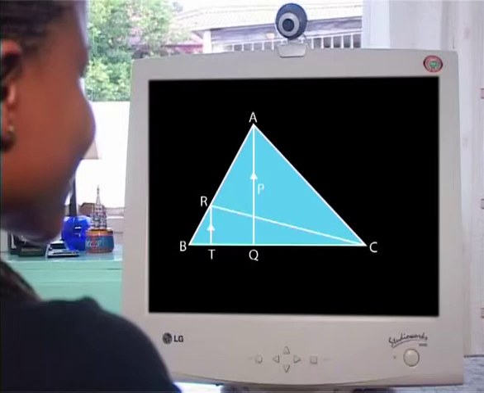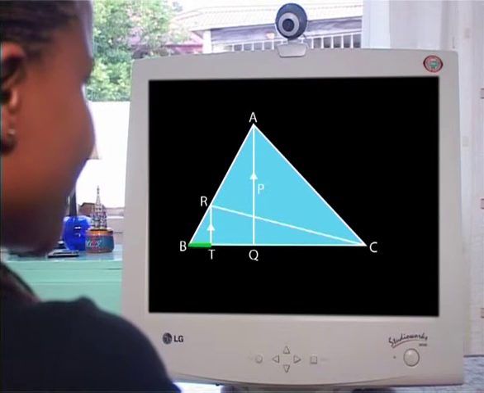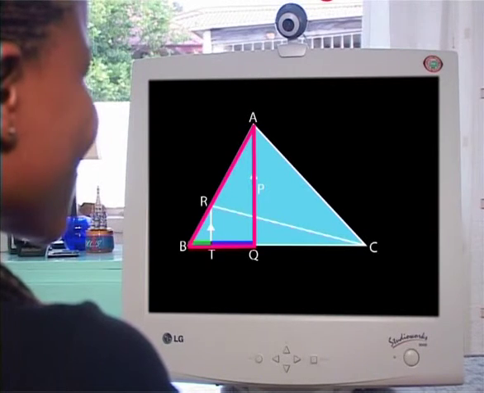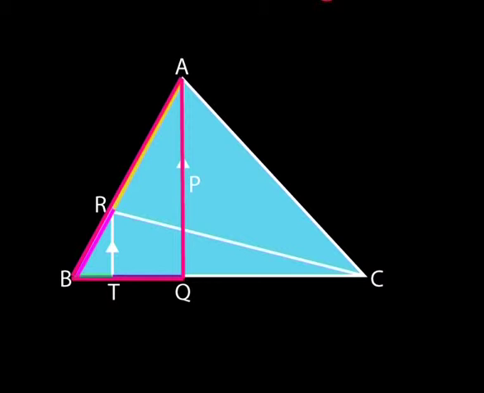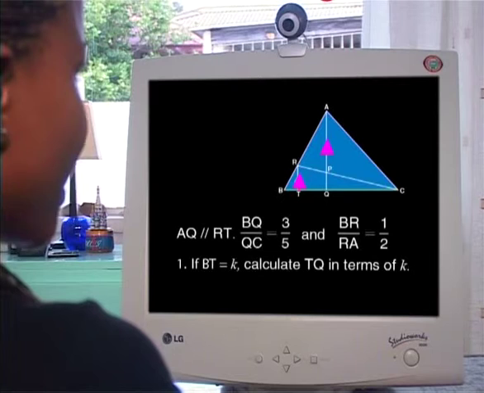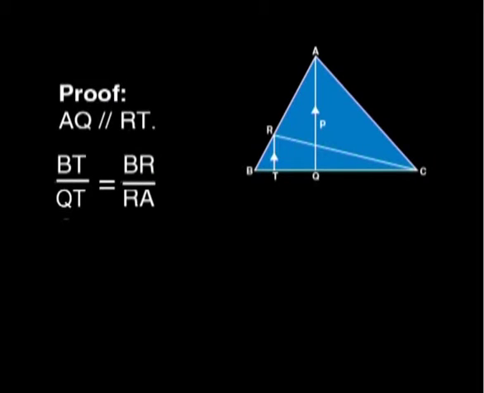Can you identify which triangle you need to work in? What triangle has sides BT and TQ? BT and TQ are part of triangle BQA. Correct. BR and RA are also part of this triangle. Using the proportion theorem, what ratios can we say are equal? Well, AQ is parallel to RT. So by the proportion theorem, we can say that BT divided by QT equals BR divided by RA.